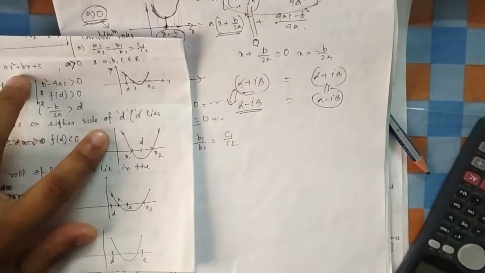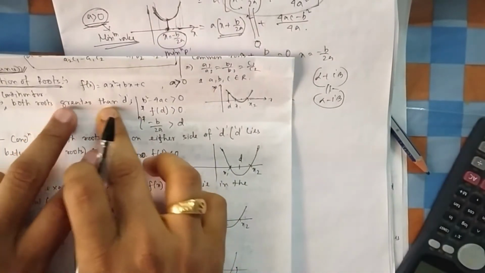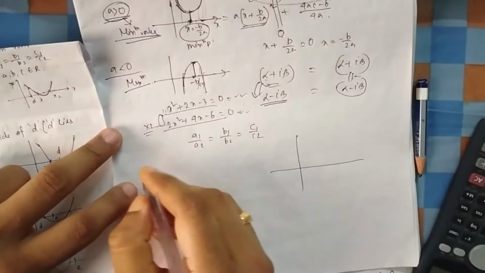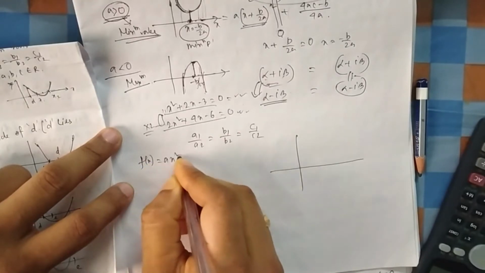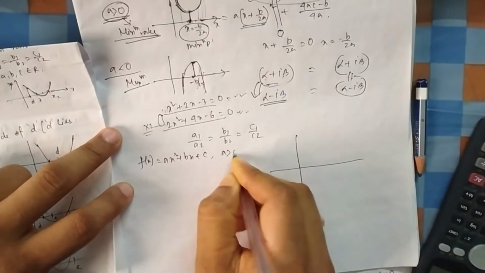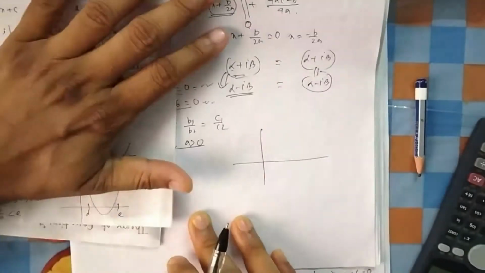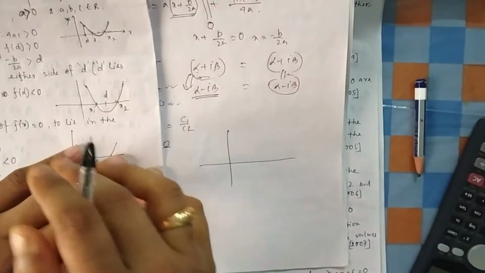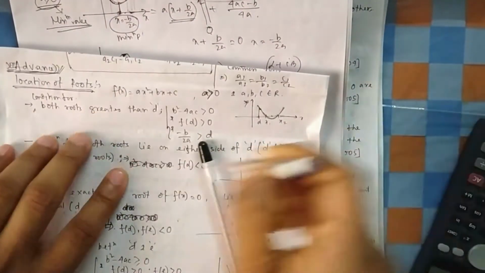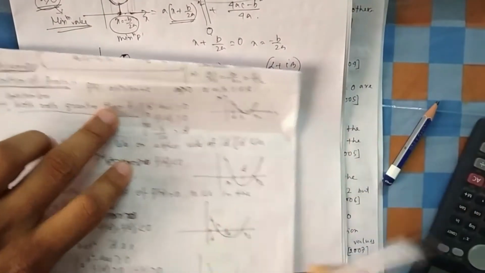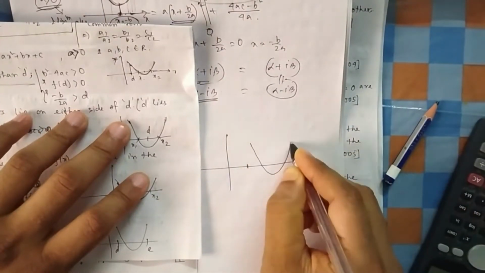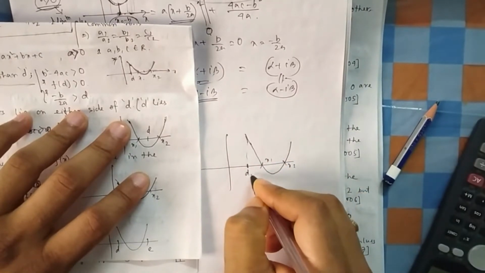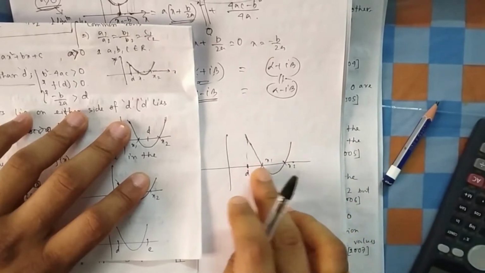Suppose you see this expression, what is the first condition? Both the roots should be greater than d. So I'm doing it for a greater than 0, and the same thing you can think for ax square plus bx plus c equal to 0. I'm doing it for a smiling parabola. If you understand the concept, you can easily apply it for a crying parabola also. So the idea here is, they have given a number and they're saying that both the roots should be greater than that number. Suppose this is point d. So your x1 and x2 both should be greater than d.